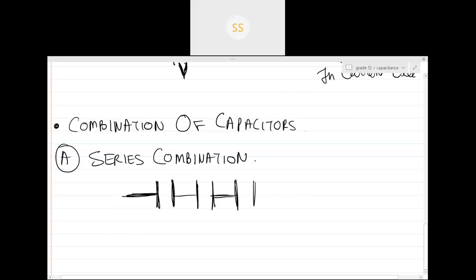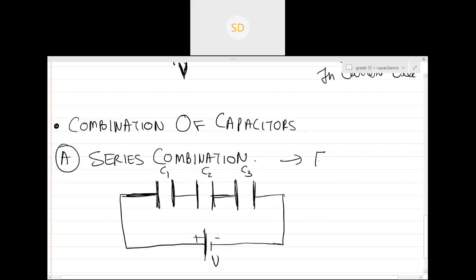So suppose there are three capacitors which are connected to a battery. So what will happen? Let's say this capacitor is C1, C2 and C3. Three capacitors C1, C2, C3 are connected in series. Please remember, in series, everything is connected end to end across the same branch.